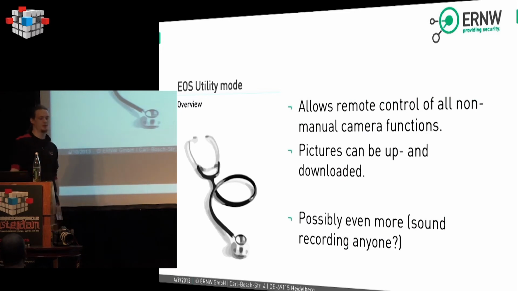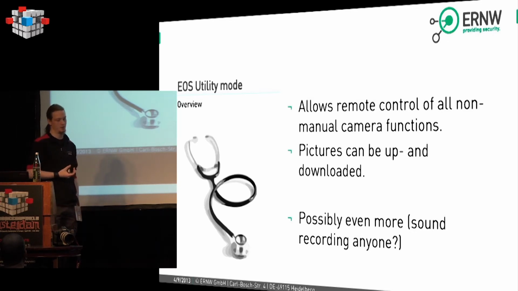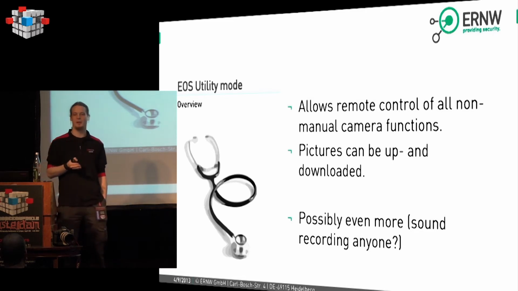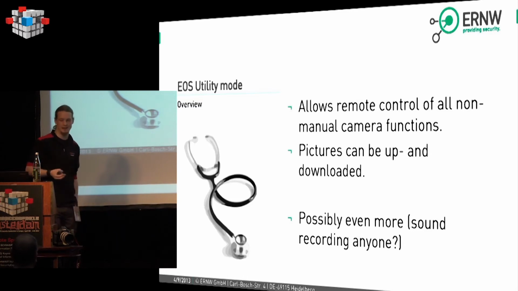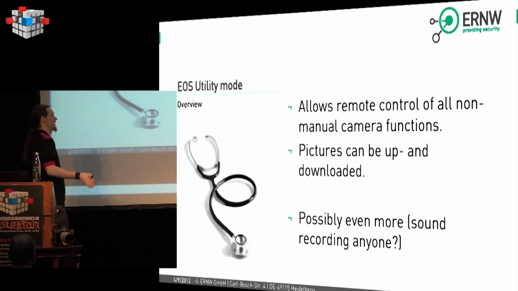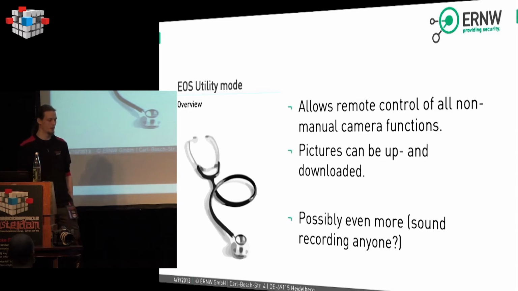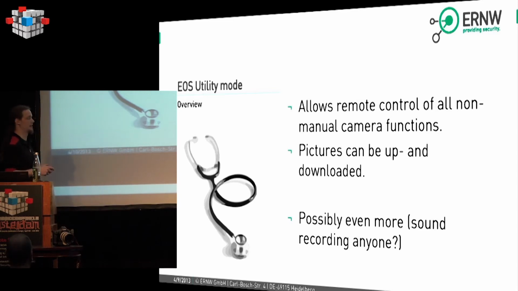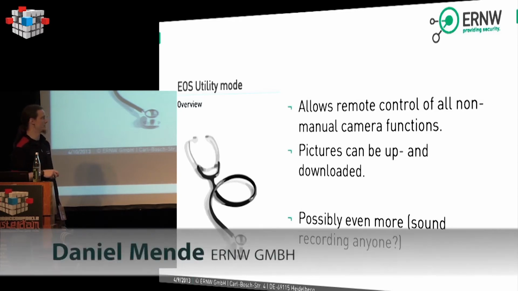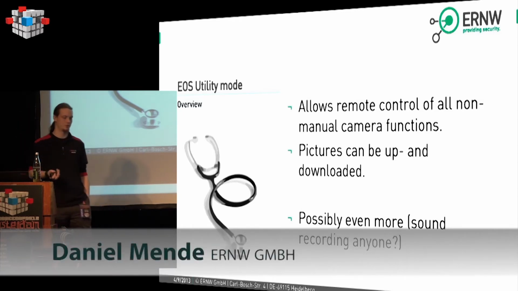So this mode allows you the remote control of every non-manual camera function, which means I can set everything I could set in the menu. I can't turn the lens, or take the lens cap off. That's the only thing I can't do. But everything else is possible with this proprietary mode. Also, I can upload and download images. And possibly even more, I'm able to do even more.